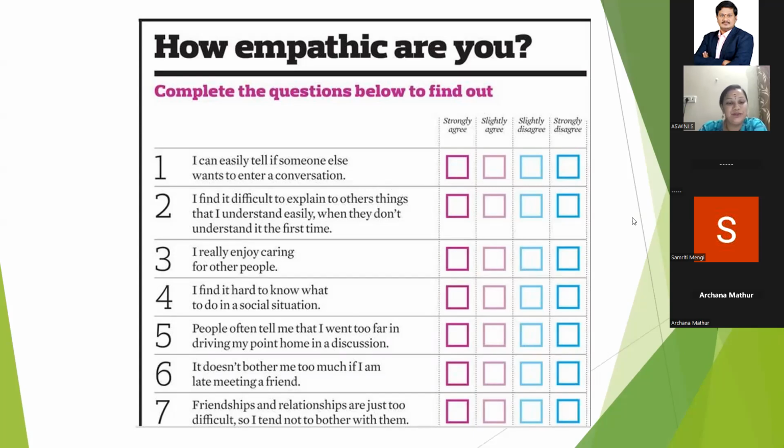Fifth, people often tell me that I went too far in driving my point home in a discussion. I agree, ma'am. Okay, you strongly agree. Sudhamati ma'am also agree. Amala ma'am agree. Sudhanshu sir disagree. Shobhavi ma'am disagree.